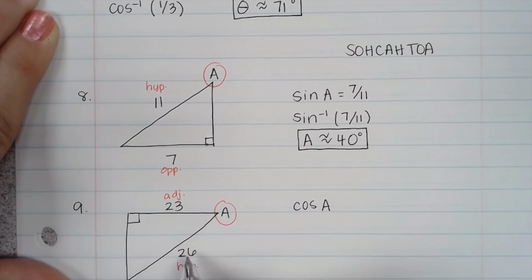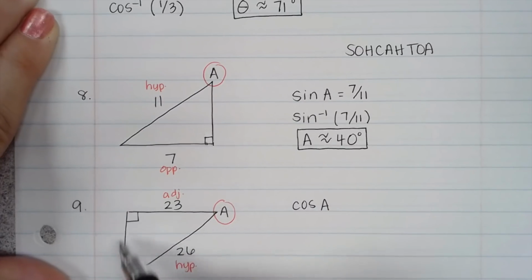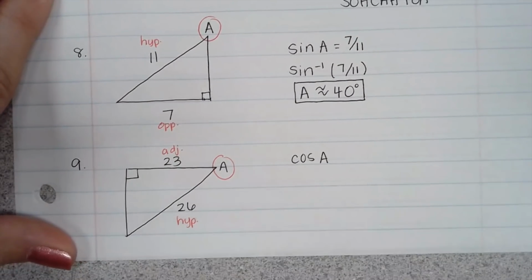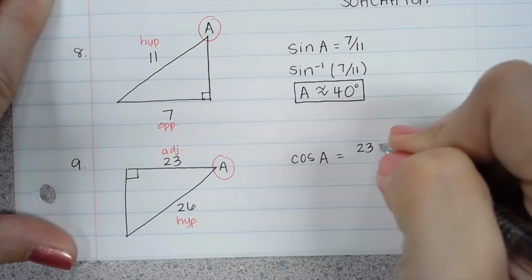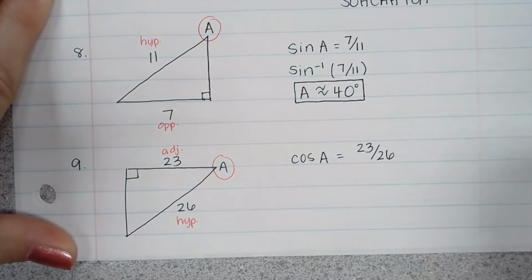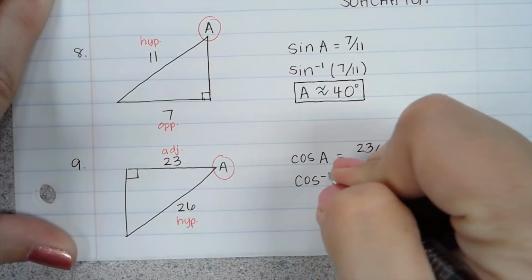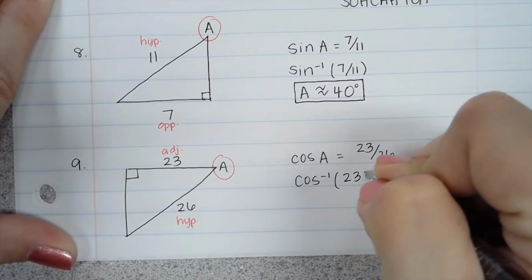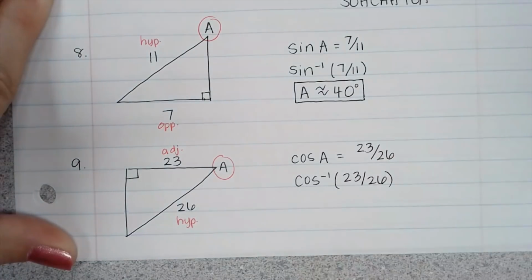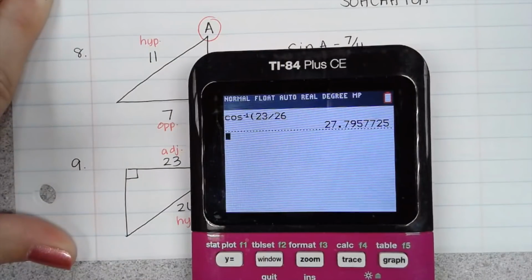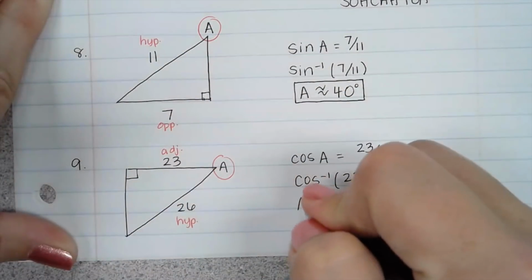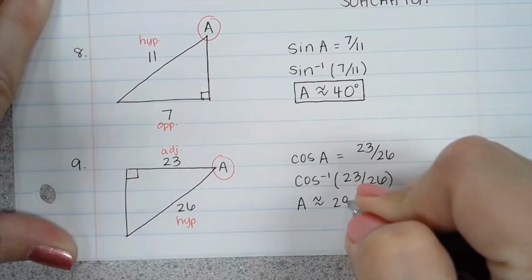But it's better to just use the two sides that you're given, because then you won't make a mistake accidentally when you're calculating for that third side. So the cosine of angle A is equal to 23 over 26, adjacent over hypotenuse. To solve for the angle that's missing, I'm going to type into my calculator second cosine, 23 divided by 26. Rounded to the nearest whole degree, that would give me 28 degrees. So the measure of angle A on this one would be approximately 28 degrees.